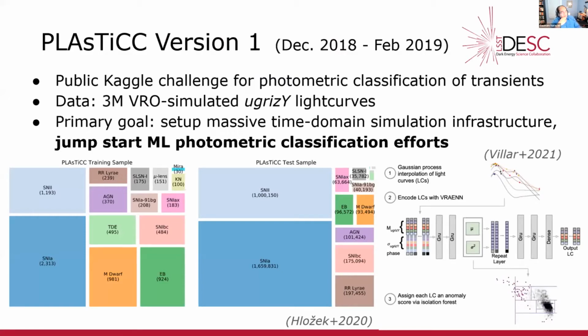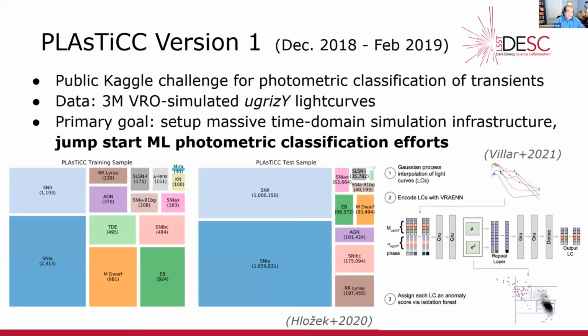1 is. Plastic version 1 was a public Kaggle challenge where we produced something like 3 million LSST light curves of a whole bunch of different variables and transients in LSST bands. And we set up this Kaggle challenge to really jumpstart photometric ML classification efforts and get new approaches that we hadn't been trying in the community out there. In that respect, Plastic version 1 has just been a tremendous success.